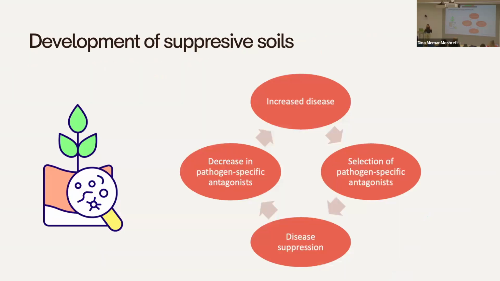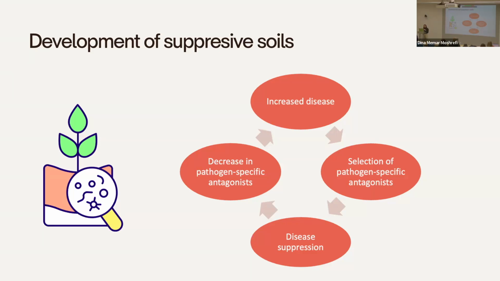And I want us to think about how suppressive soils are developed. If you're not a plant pathologist, this may be a new concept for you. So suppressive soils are soils that reduce the level of disease in a field. They can do it either by reducing the actual inoculum of the disease in a field, or by enhancing the plant's immune response, which leads to less damage of pathogens to the plant.